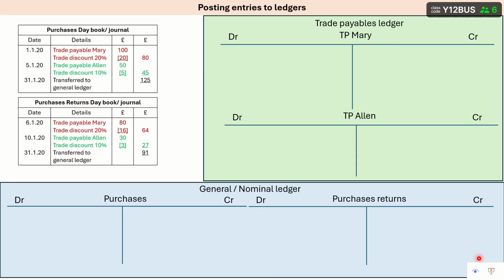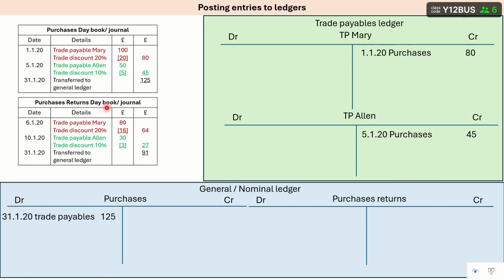Now let's begin posting entries to the ledgers. So you debit the purchases account, credit the trade payables account. For individual amounts such as 80 and 45 to TP Mary as well as Alan, and the total amount 125 to purchases account on the debit.